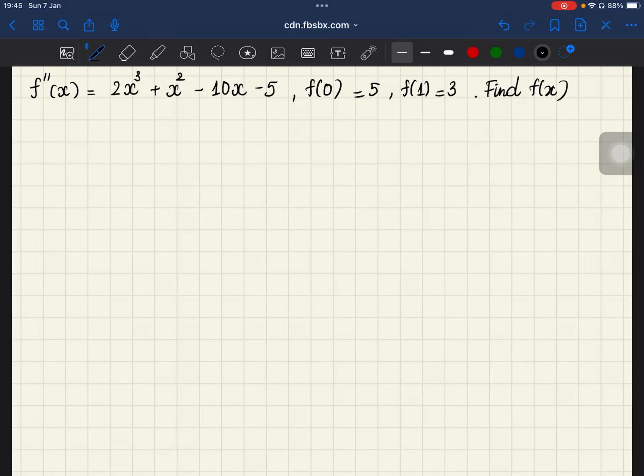So here we already know the second derivative of f(x). So the question is, what is f(x)? So first we will find the first derivative of f(x). The first derivative of f(x) is actually the antiderivative of the second derivative of f(x).